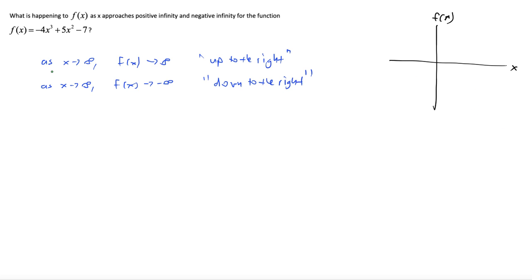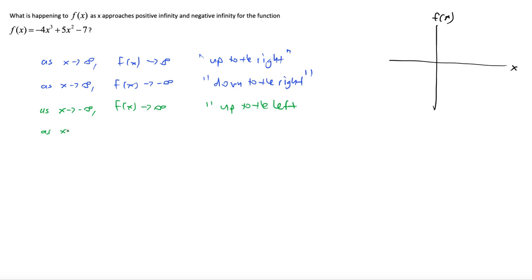On the other hand, as x approaches negative infinity, f of x approaches positive infinity. This is known as up and to the left. So we're going to go up and to the left here. To the left means as x gets smaller. Up means the y values are getting larger.